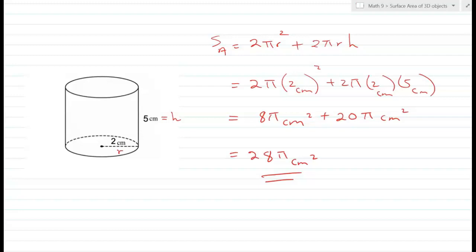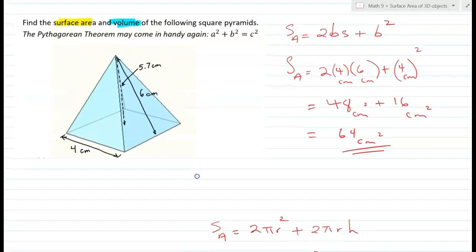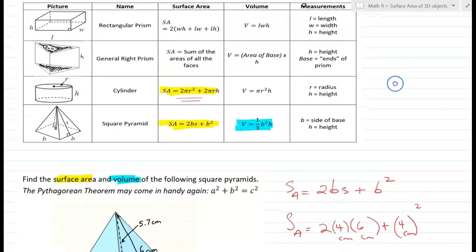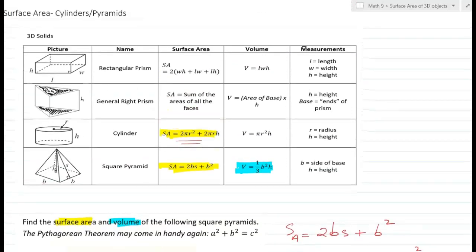I did not do the calculations of the pi. I just let it be in terms of the exact value, but you just say 28 times pi, use the pi key in your calculator, and you can come up with a decimal expansion of the answer. And basically that is it. Okay, that's how you get the surface area of a cylinder. All right, so we got the surface area of a cylinder done. We got the surface area of this square pyramid done. So in the next section we're going to end up dealing with all the volumes of the 3D objects.